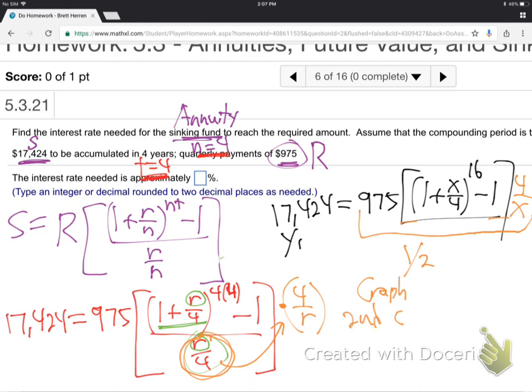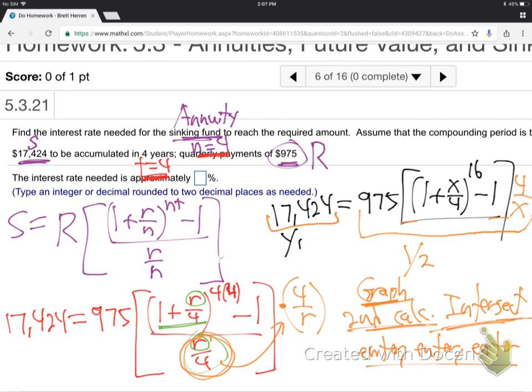Go second, calc, and choose intersect, because you want to know where they're equal, where they intersect, and hit enter, enter, enter 3 times. Have we done this before? Have we done intersect in here? We did a little bit, huh? Okay. So y1's the left side, y2's the right side. Graph the thing. Second calc, intersect, enter, enter, enter.